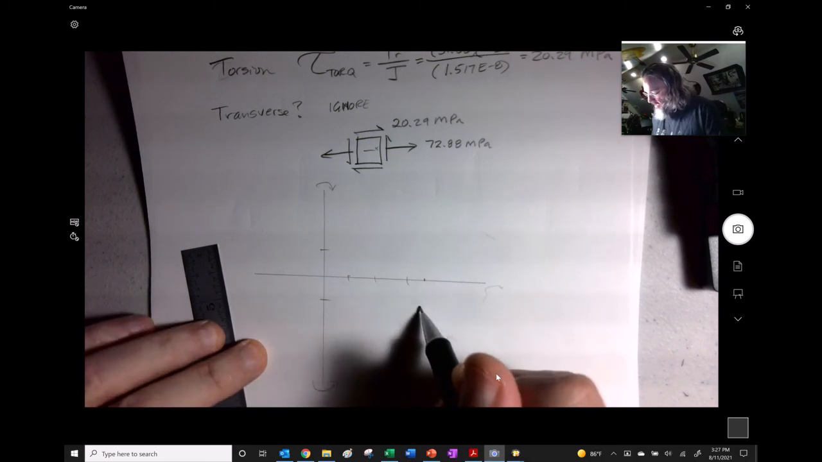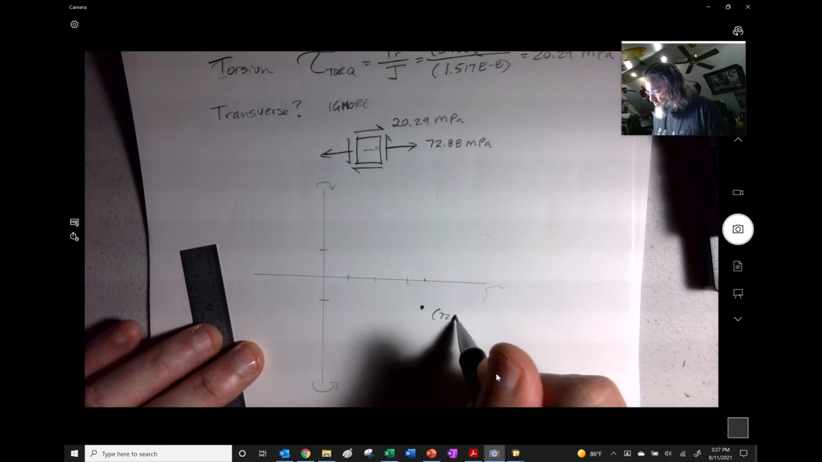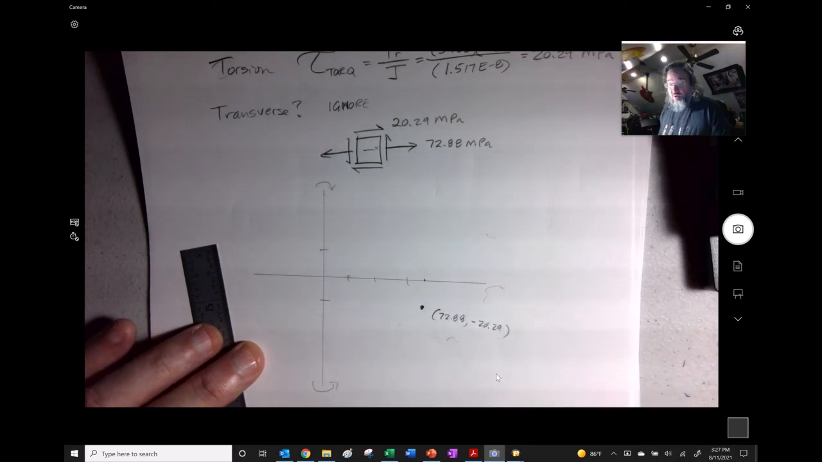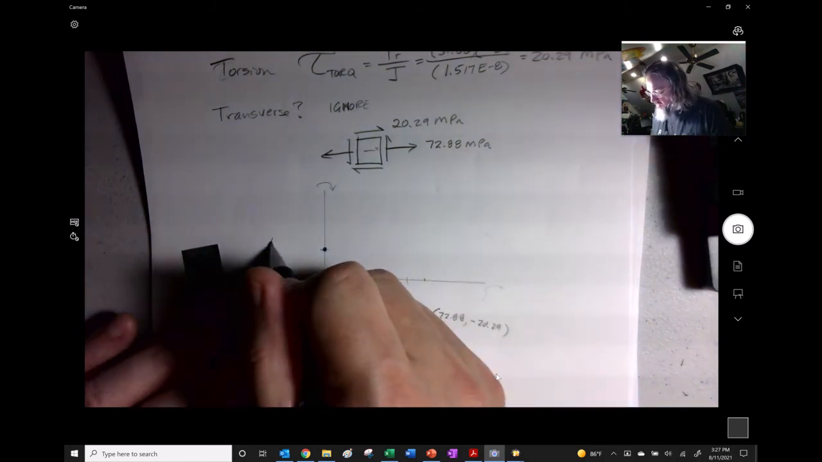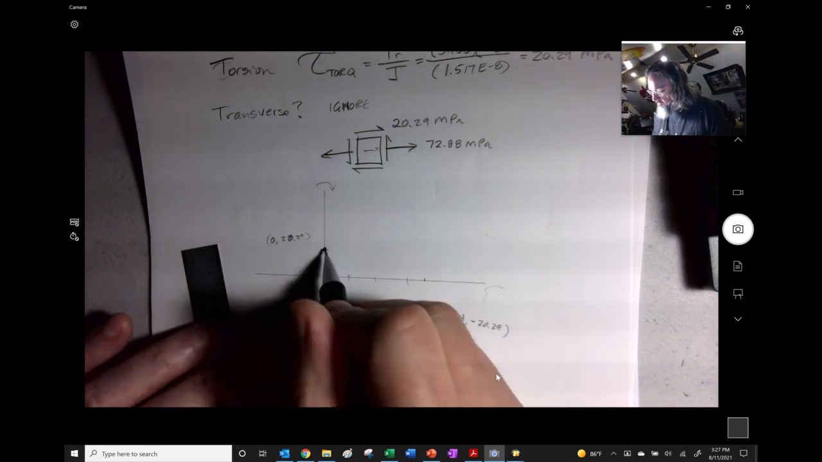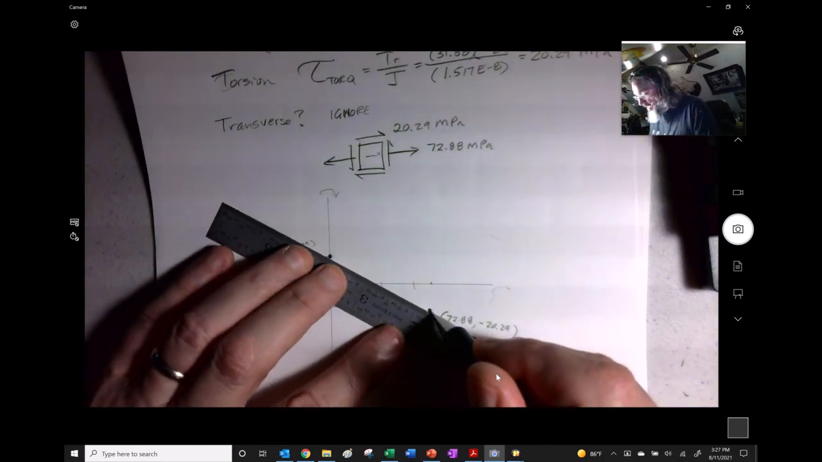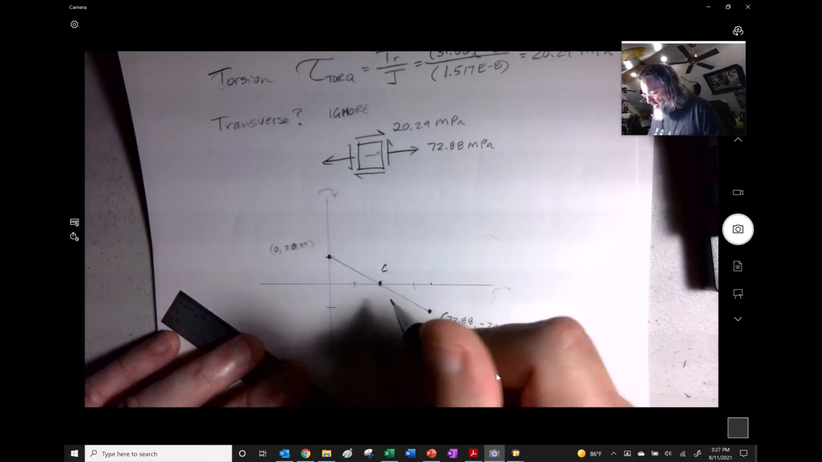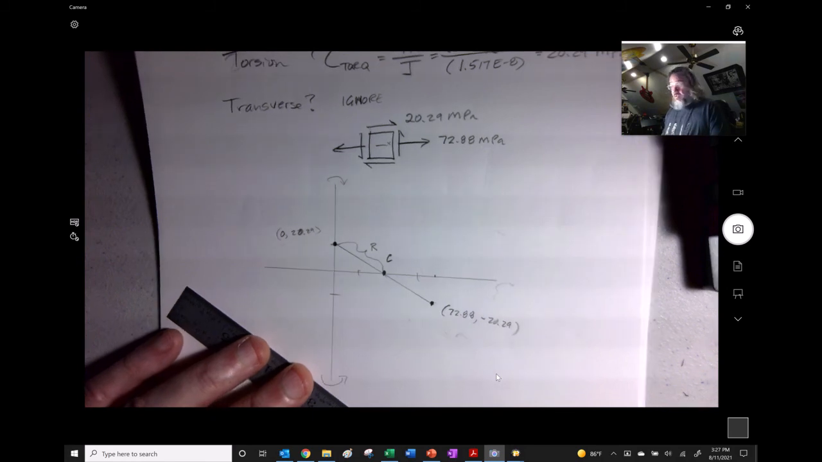So we're going to be plotting kind of right there. That's the plot point, would be 72.88 and negative 20.29. The other plotted point would be right there, where we would have 0 and 20.29. That's our plot points for there. So if we're drawing a line in between these two, we get a center that's right there, and we're going to look at a radius that's right here.